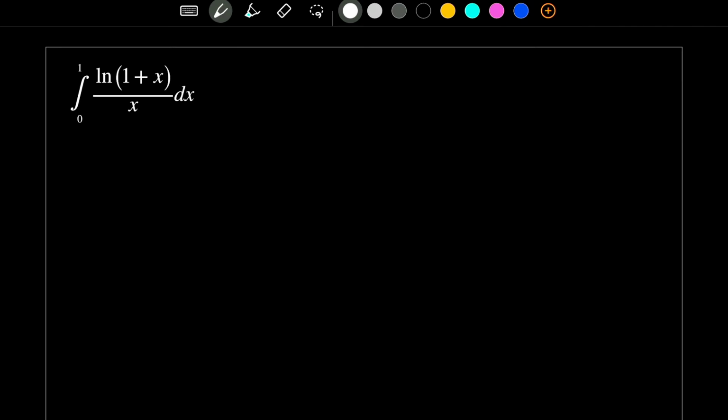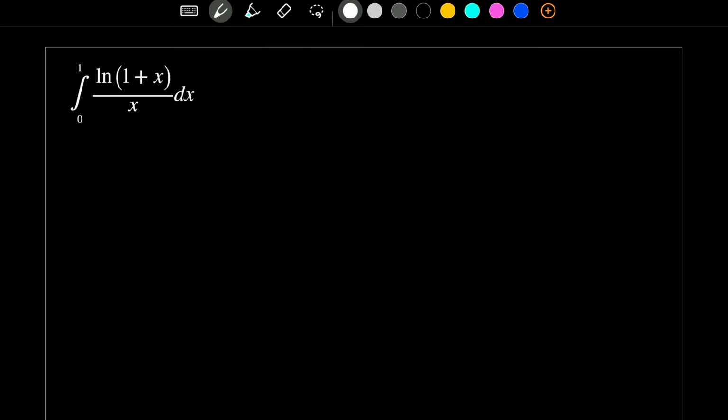Hello, today we're going to solve an interesting integral relating to the log function, and we're going to use a nice technique which we've seen before. We're going to use Taylor series, so maybe use that as a hint and see if you can solve this integral quickly, and otherwise just enjoy the solution here.